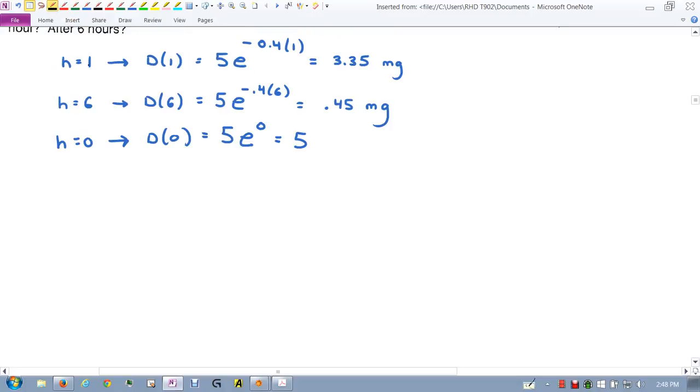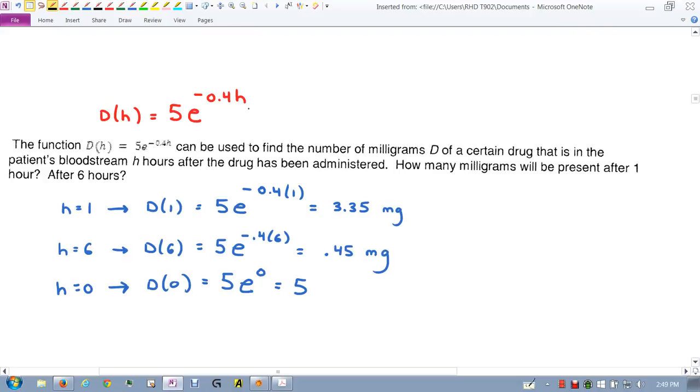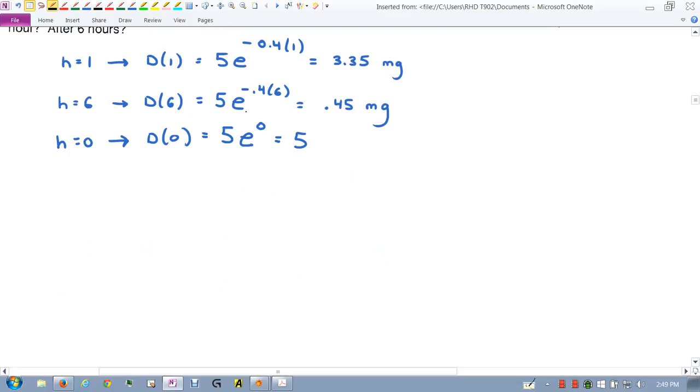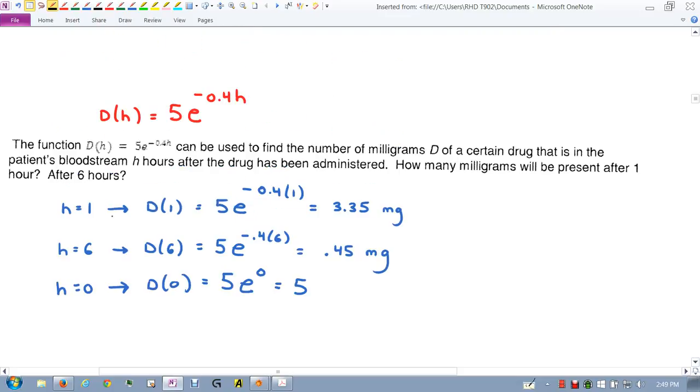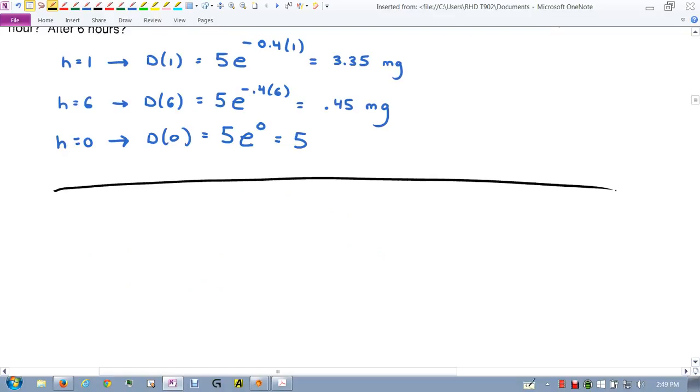All right. Okay, so how would we compute a half-life? Think about it this way. We want to know the amount of time, don't we? Which in this particular problem would be h. H is our measurement in hours. So I want to know the left side, right? I know it takes 1 hour for there to be 3.35 milligrams. Is that half of 5? No. Half of 5 is what? 2.5. So I want to know this. To get the half-life, I want to know when the left side will be 2.5. And my right side, nothing changes.